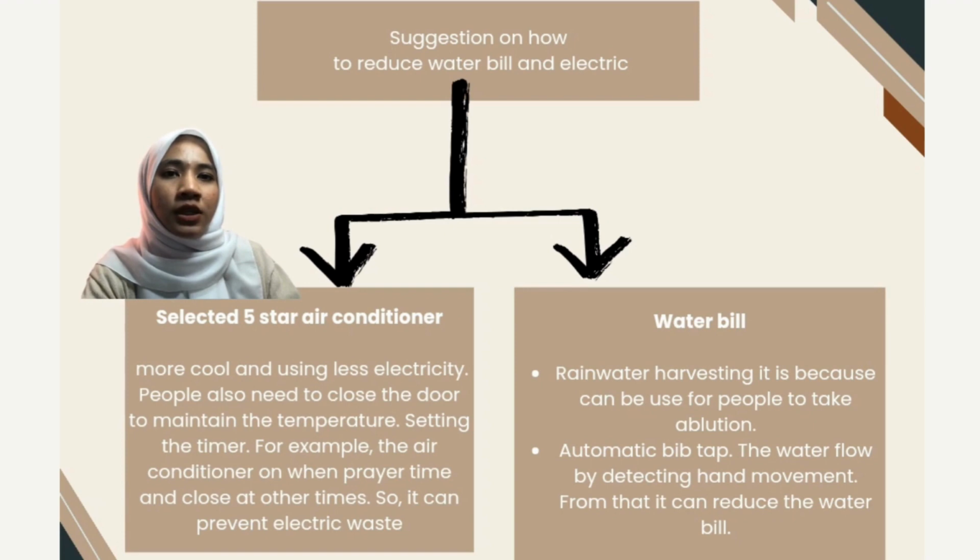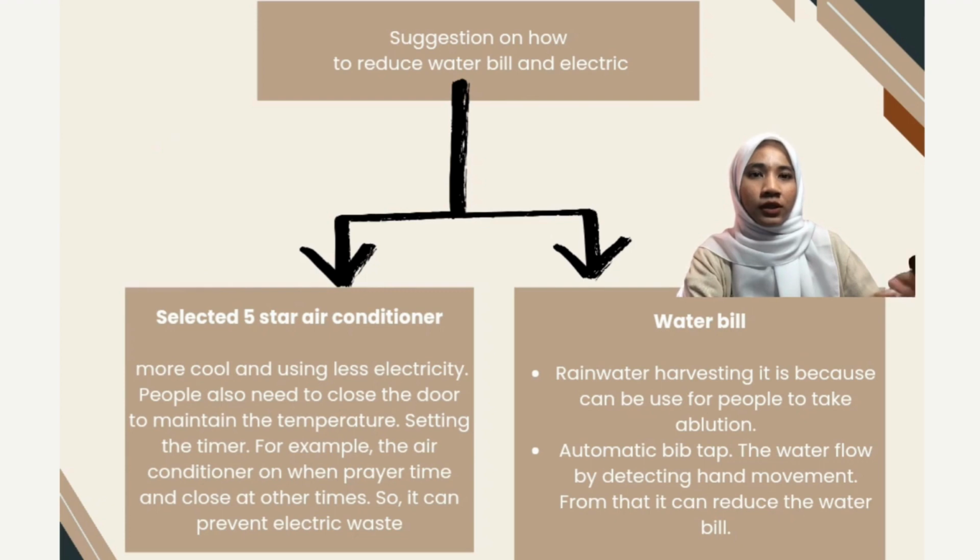Air conditioners must be selected from a 5-star product. It is because a 5-star air conditioner will give more cooling and use much less electricity than a 3-star air conditioner. People also need to close the sliding doors to avoid the temperature decreasing, so that the air conditioner will not use too much electricity to cool the room. They can also use a smart mode like setting a timer. As an example, the air conditioner will turn on at prayer time and turn off automatically when the prayer time is over. This way can prevent electric waste on the bill.